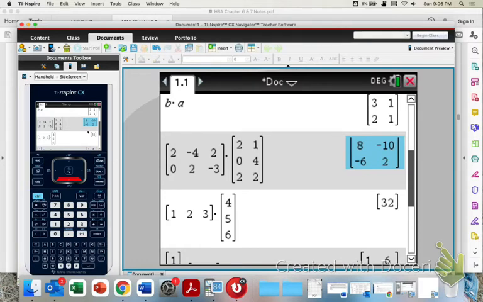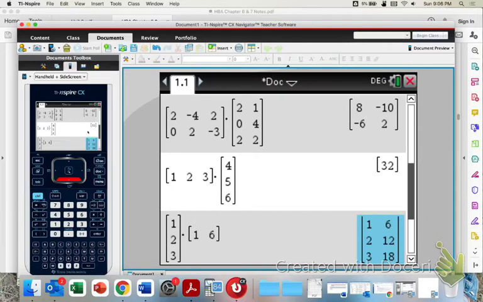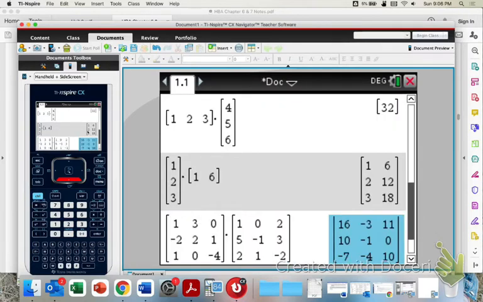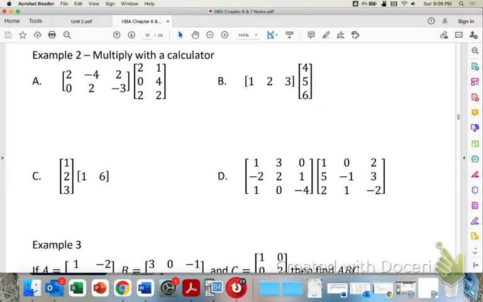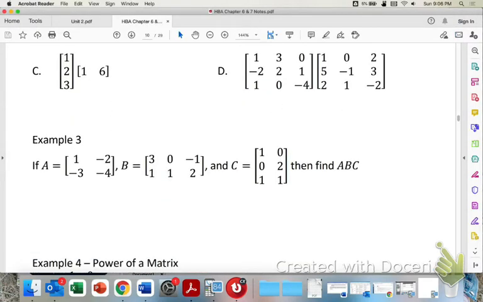Here's the answer highlighted right here to the first one. Typed in the second one, just got the matrix 32. Third one, I do have a 3 by 2 matrix here, and the fourth one, I have a 3 by 3 as well. So just check your answers along with me for those. And then let's look at the next one.